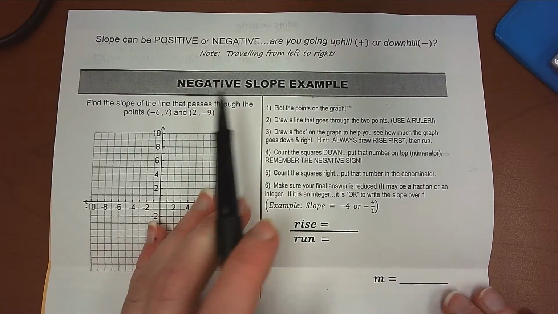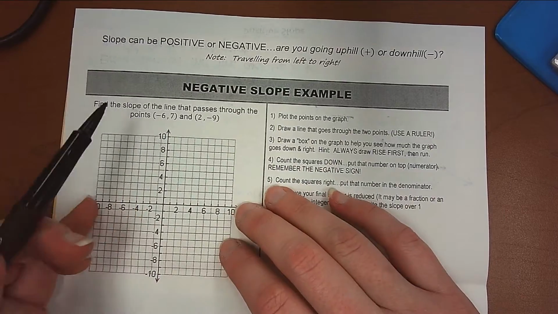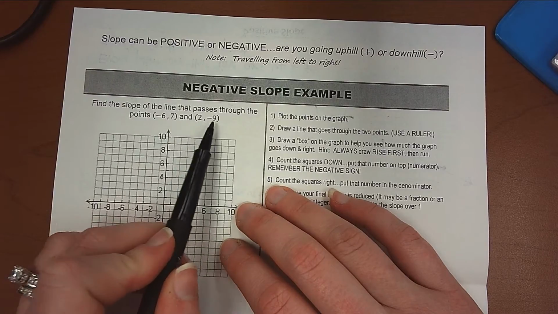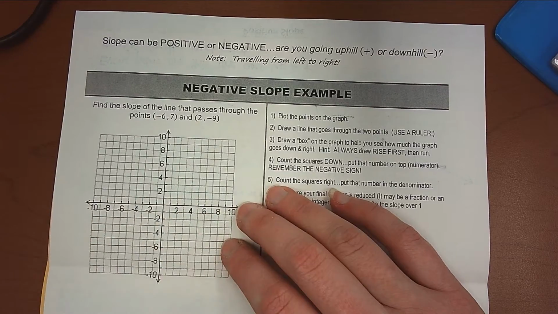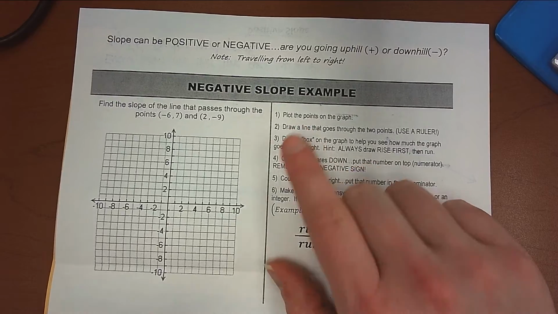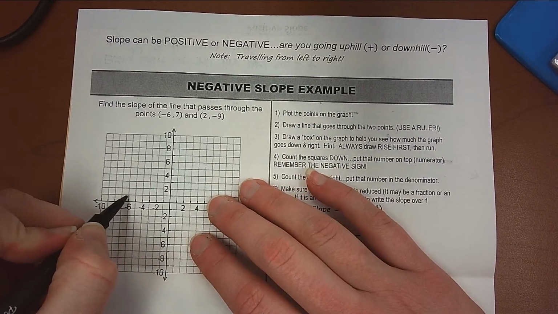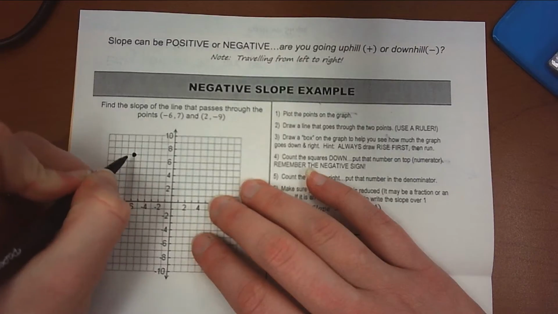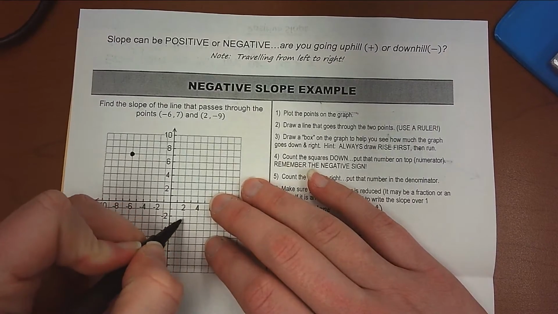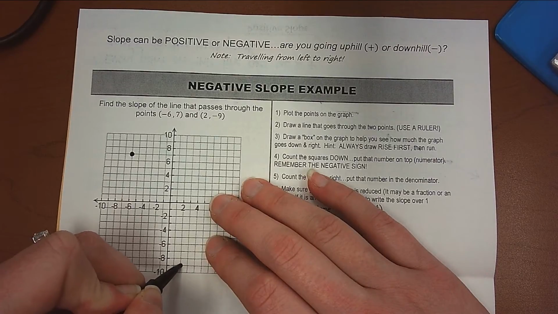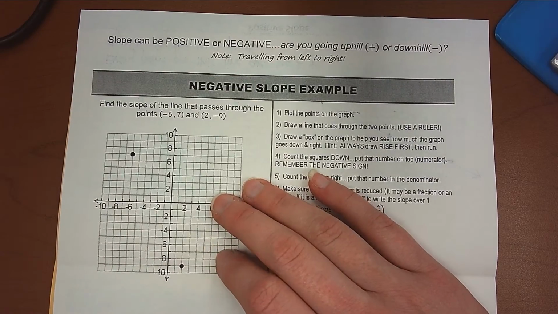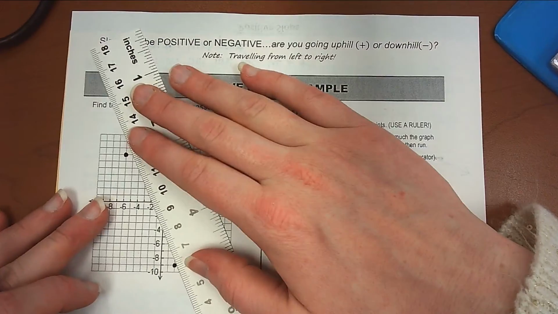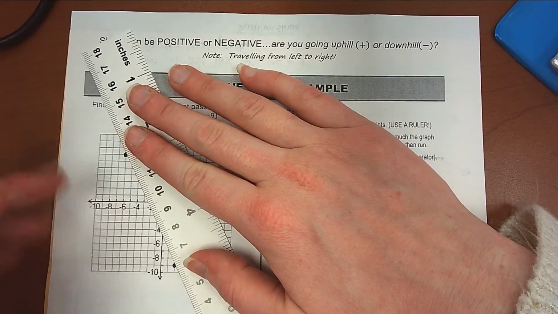So we've got a negative slope example here for a line that passes through the points -6, 7, and 2, -9. So the process here is very similar. Plot the points on the graph. -6, 7 is in quadrant 2. 2, -9 is in quadrant 4. Draw a line that goes through the 2 points using a ruler or straight edge, whatever you have.